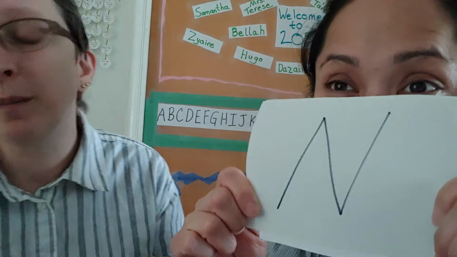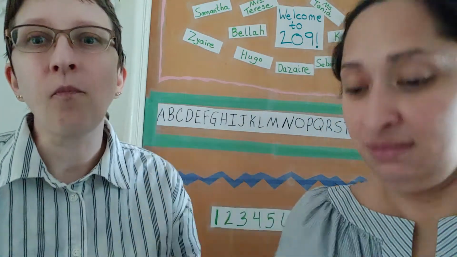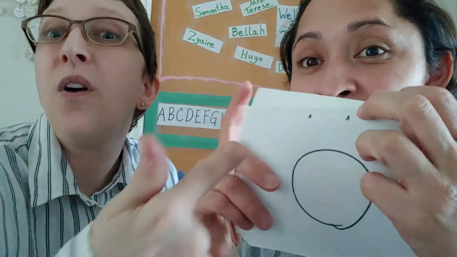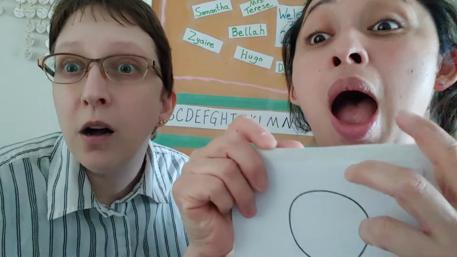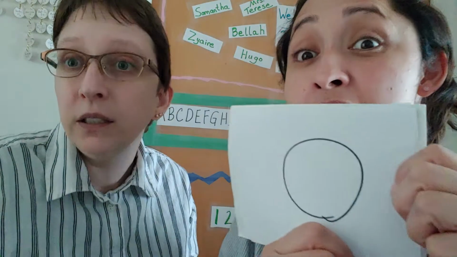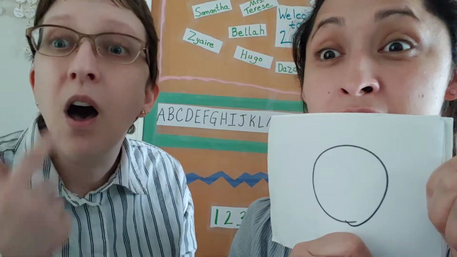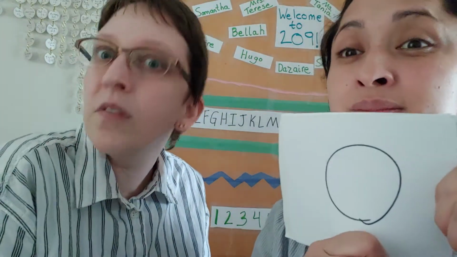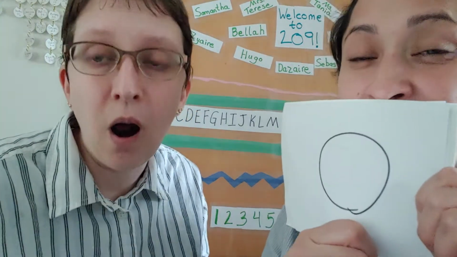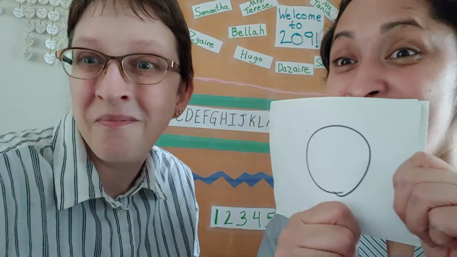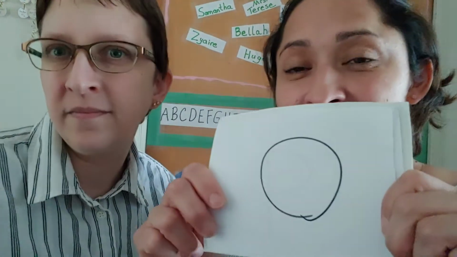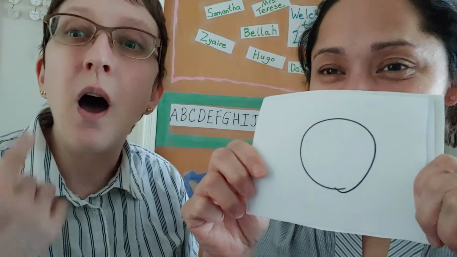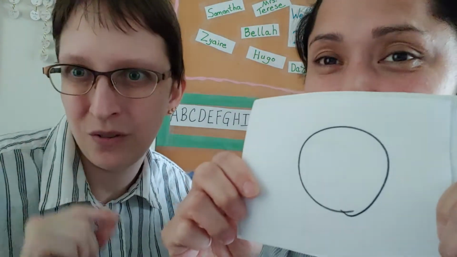Okay. What about the next one, Miss Tanya? Sorry. Oh, I do it all the time. Okay. The O says ah. Can you find something that starts with an ah in your house? Ah. Look, my mouth even makes the O. Ah. When we say it. Push pause on the video and go find something that starts with an ah in your house. Okay, what did you find that starts with an ah in your house?